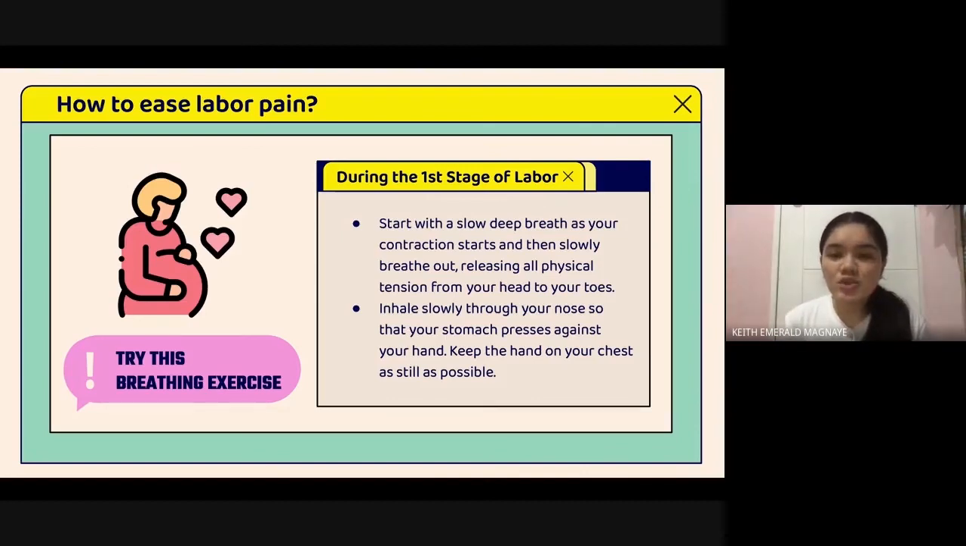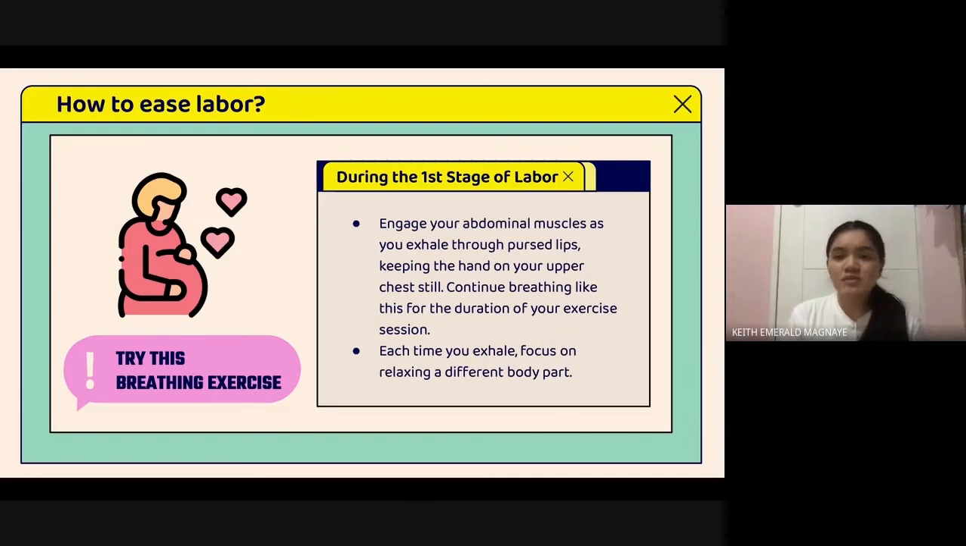So, try to practice deep breathing po. And then inhale slowly through your nose so that your stomach presses against your hand. Keep the hand on your chest as still as possible. Engage your abdominal muscles as you exhale through pursed lips. Like this po. When you inhale through your nose and then exhale through your mouth. Keeping the hand on your upper chest still, continue breathing like this po for the duration of your breathing exercise.